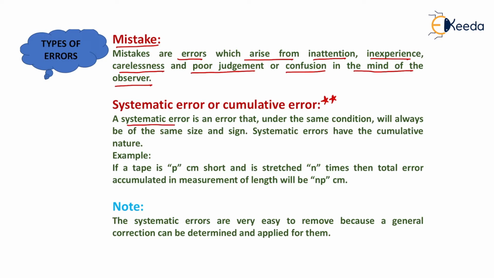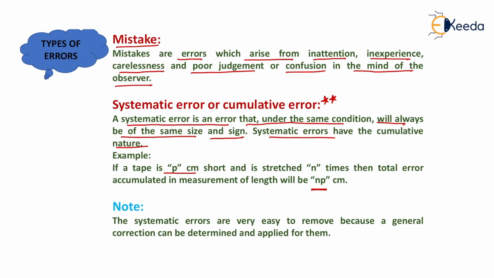A systematic error is an error that under the same condition will always be of the same size and sign. Now, under the same condition, the nature of the error is the same. Systematic errors have a cumulative nature. Now, we will take an example. Suppose that if a tape is p centimeters short and is stretched n times, then the total error accumulated in the measurement of length will be n into p centimeter.